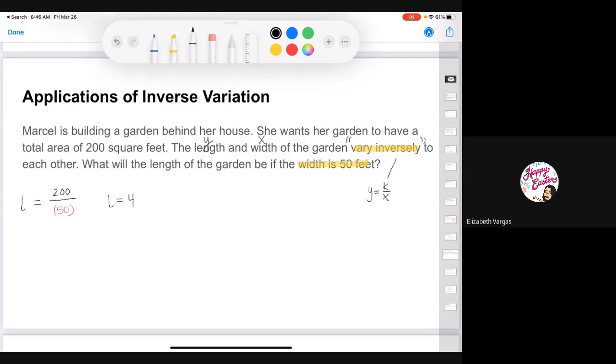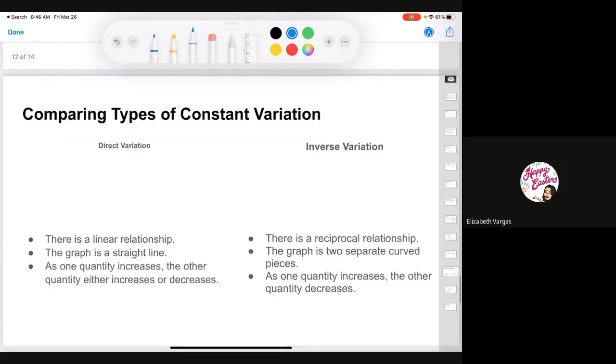So in this problem, what I really want to be able to identify is that I have an inverse variation. Identify what is my x and y, plug that into my equation, and then solve for what I'm looking for, which is what will the length of the garden be if my width is 50? Any questions about this?